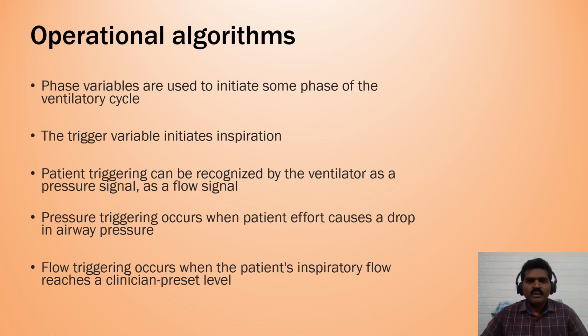There are some operational algorithms that you need to know. Phase variables are used to initiate a particular phase of the ventilatory cycle. The trigger variable initiates the inspiration. Patient triggering can be recognized by the ventilator as a pressure signal or as a flow signal. Pressure triggering occurs when the patient's effort causes a drop in the airway pressure. Flow triggering occurs when the patient's inspiratory flow reaches a clinician preset level.